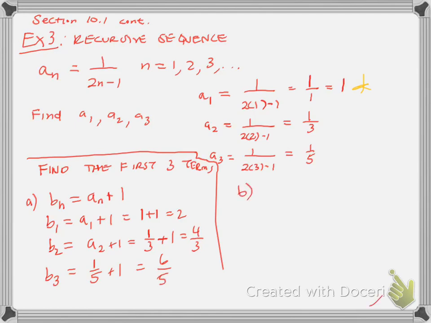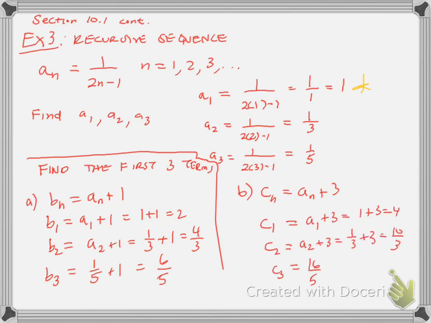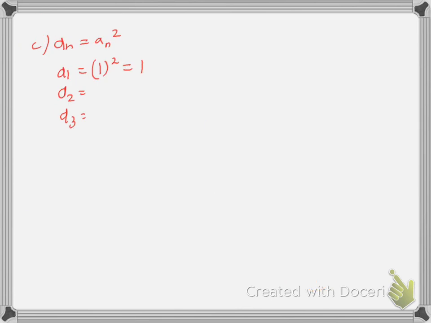Okay. Let's look at example B, I should say. Let's say now c sub n is a sub n plus 3. Pause the video and see what you get for c sub 1, c sub 2, and c sub 3. Okay, welcome back. So you should have received c sub 1 is 4, c sub 2 is 10/3, and c sub 3 is 16/5.